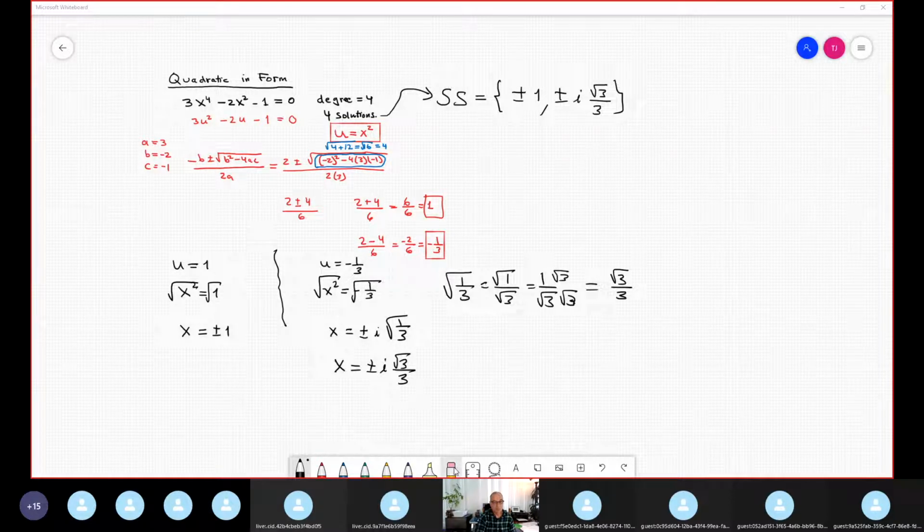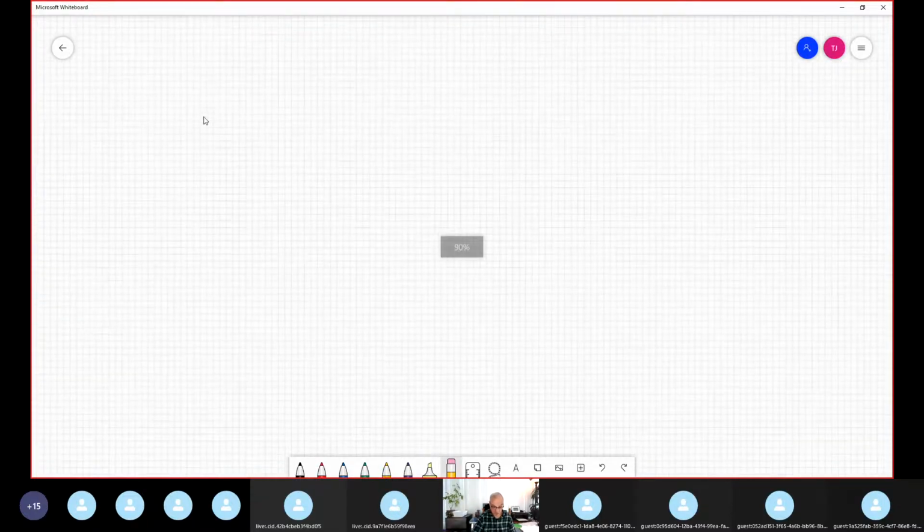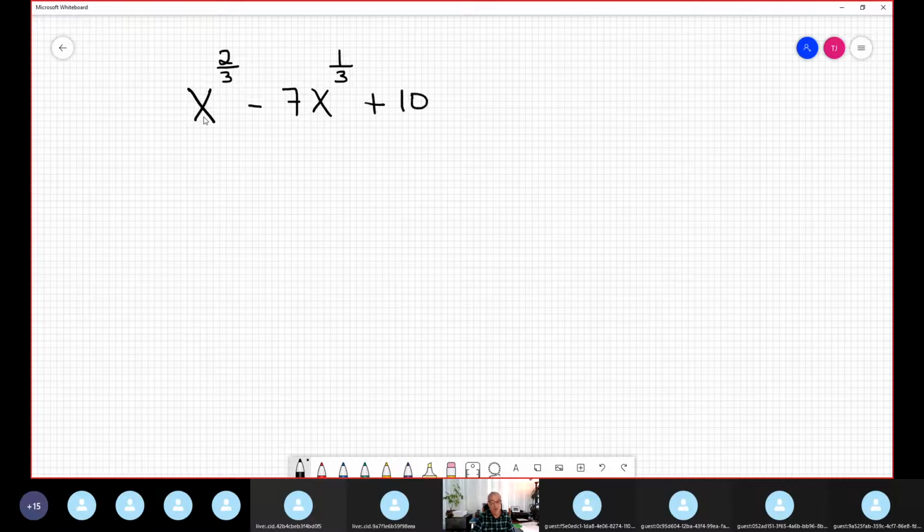Yes. Okay. Let's do another. I have two more quadratic form problems. Look, this is easier. It's x raised to the 2/3, this is exponent 2/3 fraction, minus 7 x to the 1/3 plus 10 equal to 0.